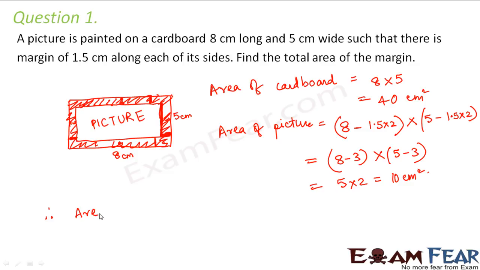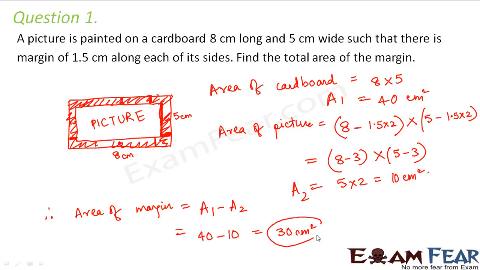Therefore, what would be the area of the margin? So area of margin would be the difference between these two areas. So let us call the area of the cardboard as A1, area of picture as A2. So area of margin would be A1 minus A2, that is equal to 40 minus 10, that is 30 centimeters square.